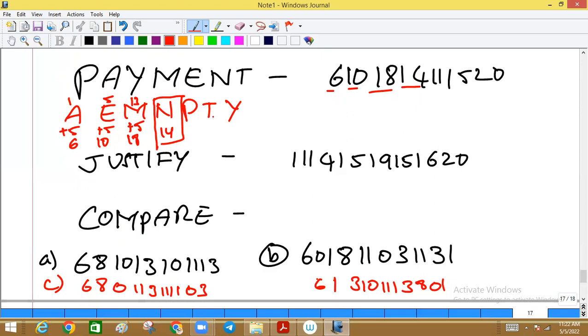Now P, here how much? 11. P is 16, 16 minus 5, 11. So 11 is the answer. Next one is T. T minus 5 is 15. So you got 15 here. Y is 25, 25 minus 5, 20. So you got the answer as 20. So this is the logic. Okay. Next question.